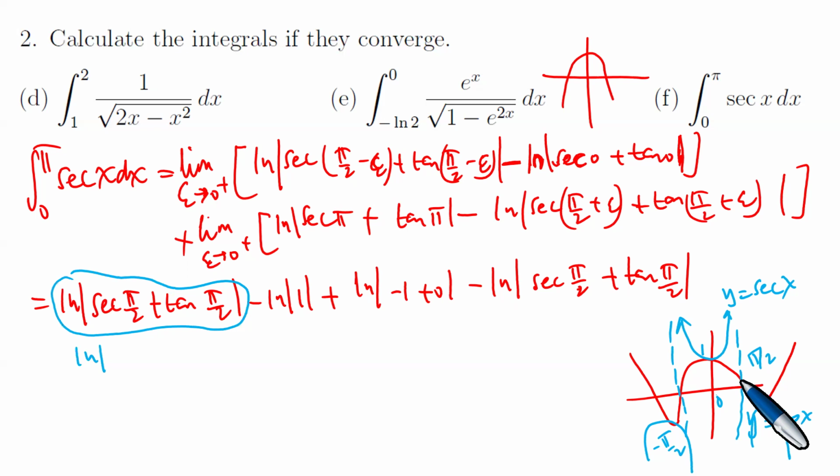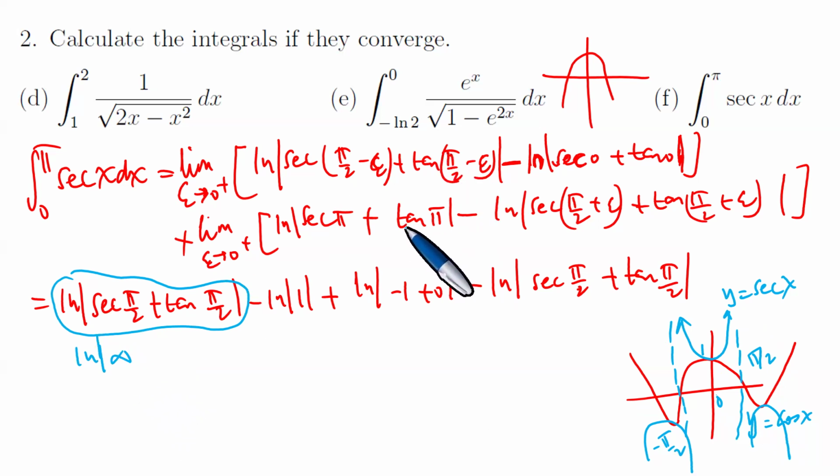It is infinity. So it becomes exactly infinity because it's pi over 2 minus epsilon. It's like it's pi over 2 here minus, you are here. And when you approach pi over 2 like this, the graph itself approaches infinity, meaning this is going to be infinity.